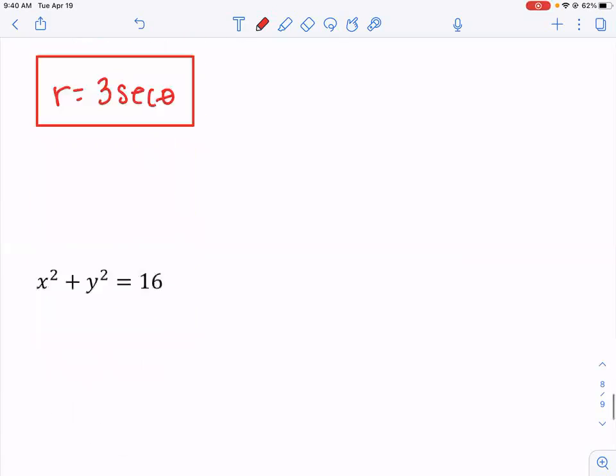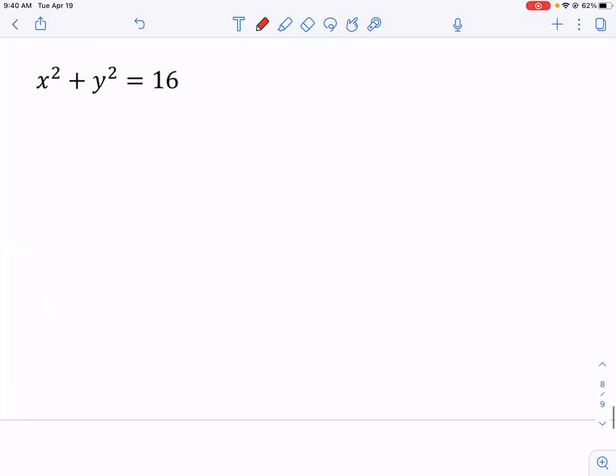Put a smile on your face. I like this example. Write it down.